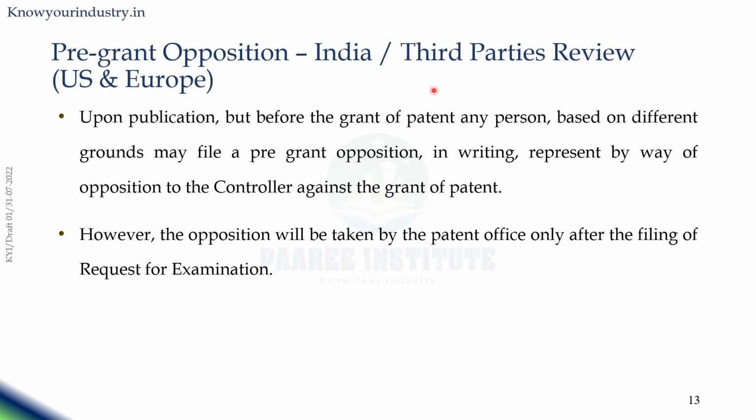Pre-grant opposition is similar to third party review in the US and Europe. Upon publication, but before the grant of patent, any person, on different grounds, may file a pre-grant opposition in writing, by way of representation by opposition to the controller against the grant of patent. However, the opposition will be taken up by the patent office only after the filing of a request for examination. So any time after publication of your patent application, you may get opposition from third parties saying that your patent application should not be granted on the basis of patentability criteria.